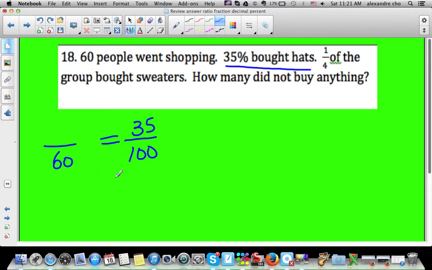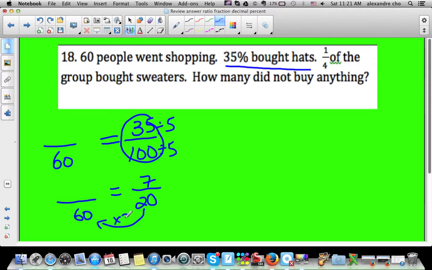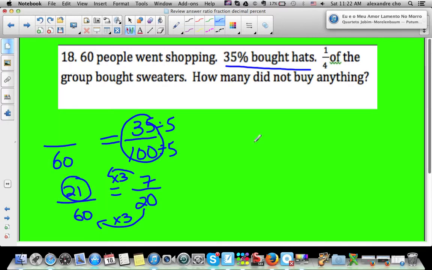No relationship between 60 and 100. If I change this by dividing it by 5, I get 20 over here and 7 over here. So there is a relationship. Oh, look at that. I divide that by 5, I divide that by 5. In this case, reducing it did help. 20 goes into 60 times 3, and 7 times 3 gives our number, 21. So 21 people bought hats.